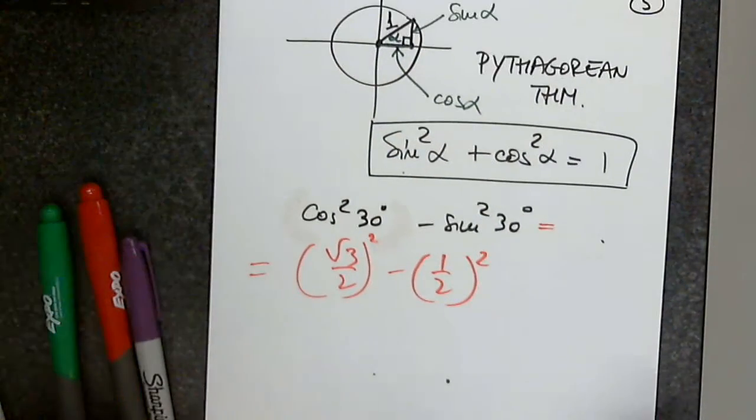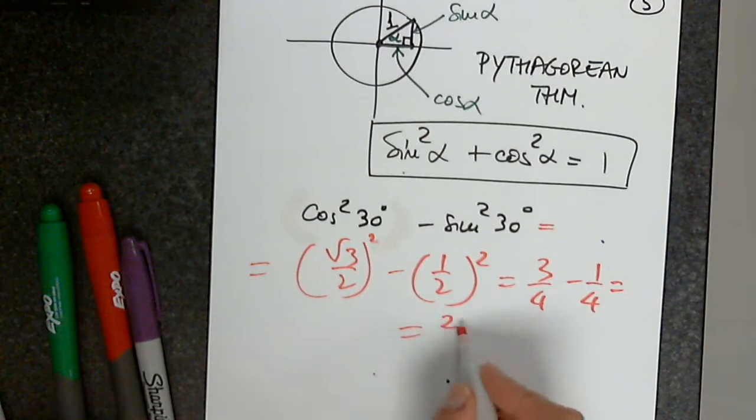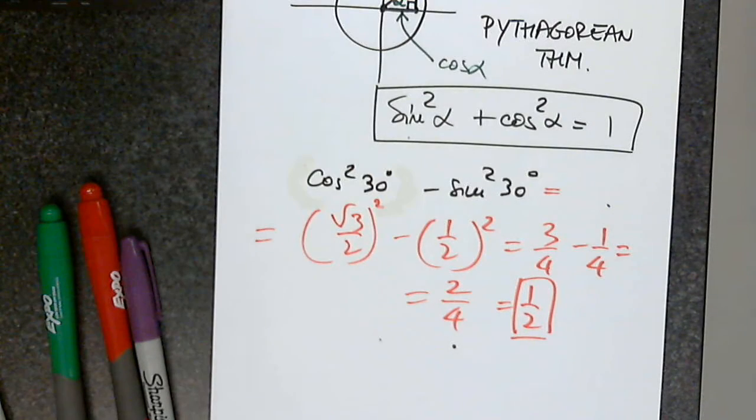So I get 3 over 4 minus 1 over 4, which is 2 over 4, which is 1/2. So it wasn't negative, Chris. It could be, but it wasn't.